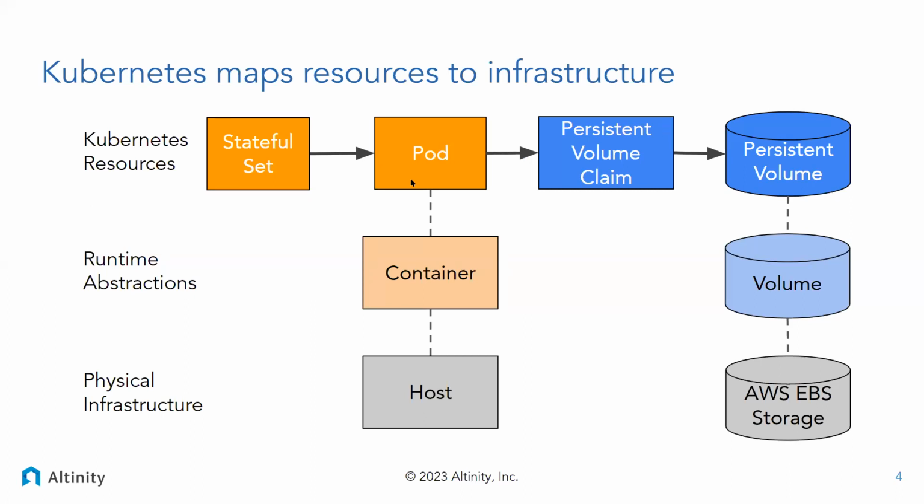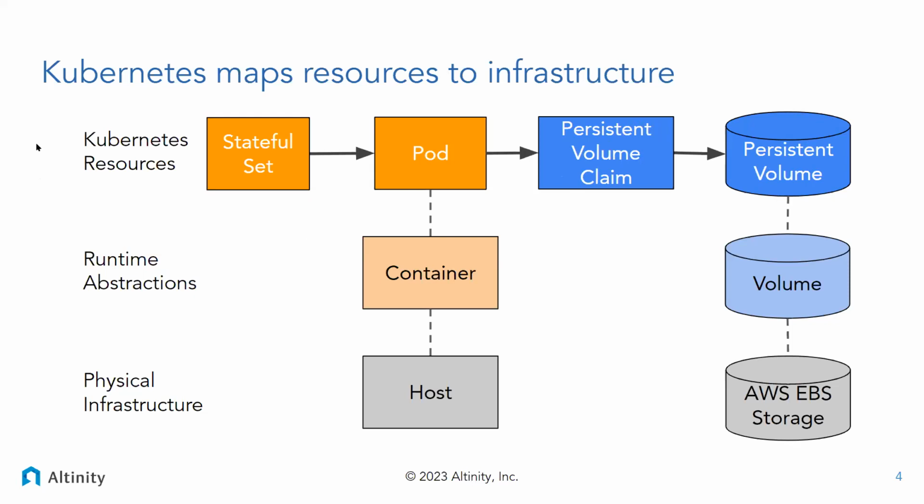So how do you define the process that you're running? Well, that's a pod, which maps to a container. How do you describe the storage that that pod needs? Well, that's a persistent volume claim. How do you actually represent the allocated storage? That's a persistent volume. These are all representations of resources in the Kubernetes model. Kubernetes maps these to the underlying infrastructure.